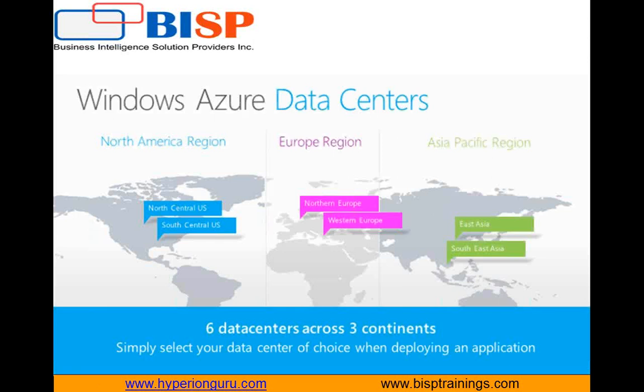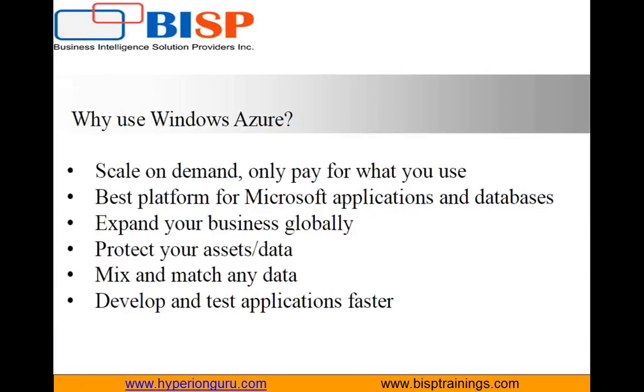So these are the Microsoft Windows Azure data centers. We have 6 data centers across 3 continents right now. You can see over here 2 in US, 2 in Europe, and 2 in Asia, East Asia and Southeast Asia. While working on Windows Azure, we can simply select the data centers of our choice where we want to deploy our application. Okay, so in our scenario, we can choose the nearest data centers.